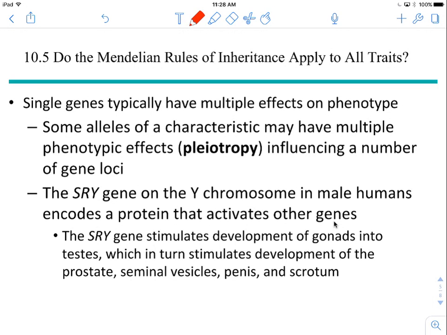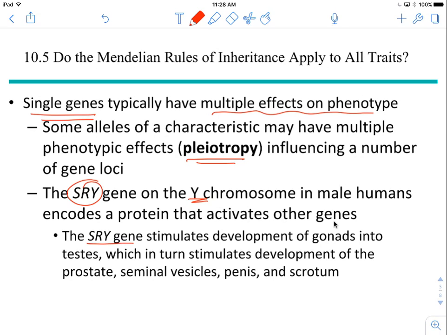You can also have another type of inheritance where one single gene will have multiple effects on a phenotype. This is called pleiotropy. So you have one gene that can affect a number of phenotypes. An example of this is the SRY gene, which is on the Y chromosome. Honestly, it's the only gene on the Y chromosome that has anything to do with anything. The SRY gene controls a number of phenotypes, and they all have to do with male sex characteristics.